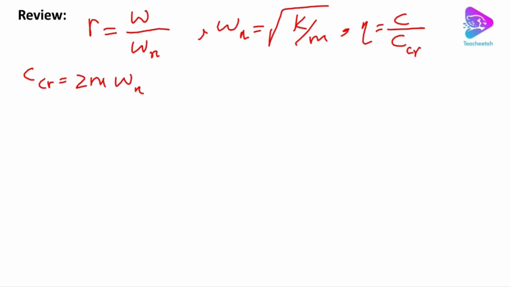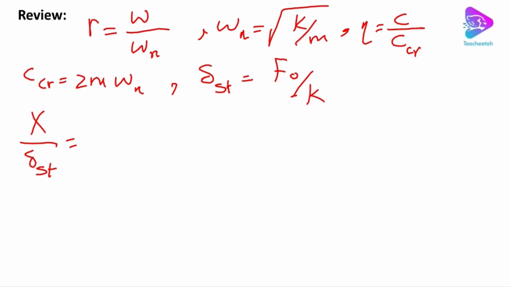There is another definition we use here, which is called delta static, the static deflection because of the amplitude of the force, and it is F naught over k. So keep that in mind. Why? Because in many response representations and analyses, we want to find X over delta static. And what does this ratio show? It is the ratio between the amplitude of the steady state response and the deflection under static force. So this is the deflection under static force here.